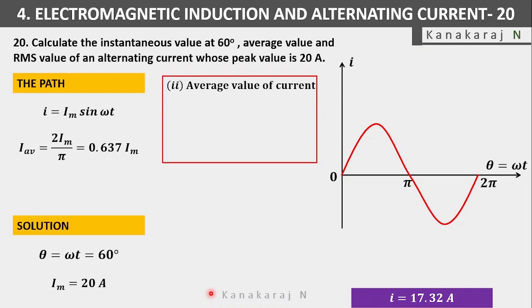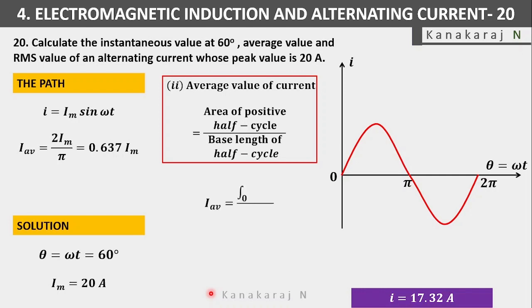Average value of current equals the area of the positive half cycle or the area of the negative half cycle, any one you can take, divided by the base length of the half cycle. So I average equals the area of the positive half cycle, given by integration 0 to pi I d theta, divided by the base length of the half cycle, which is pi.